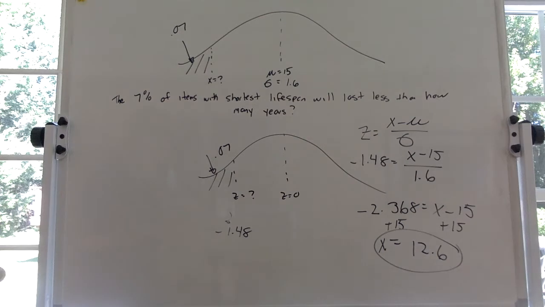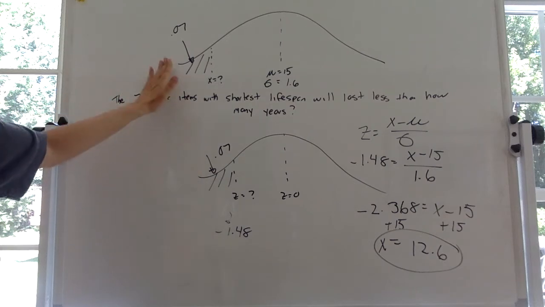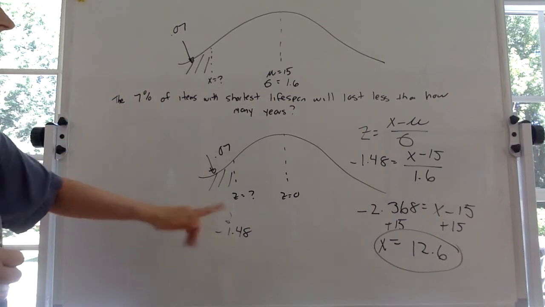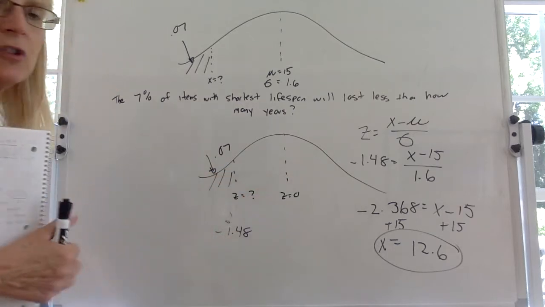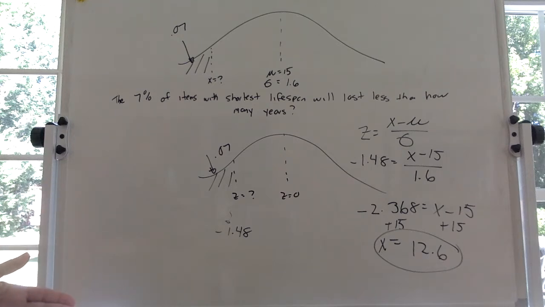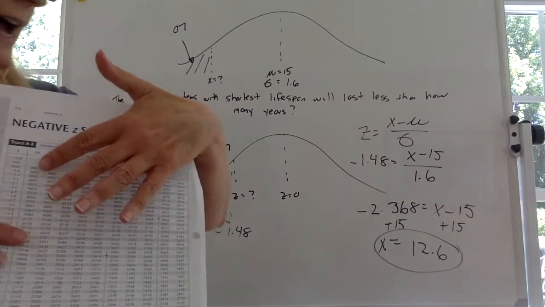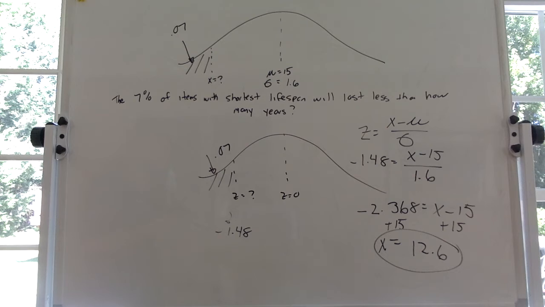So this is very different than before, because this time they gave you the area. You had to find the z that corresponds to that area, and then you had to convert it over to a real value in x. In this case, it was number of years. So we're still using the table, but we were looking in the body of the table this time for that 0.07, because it was a probability, an area that they gave us.